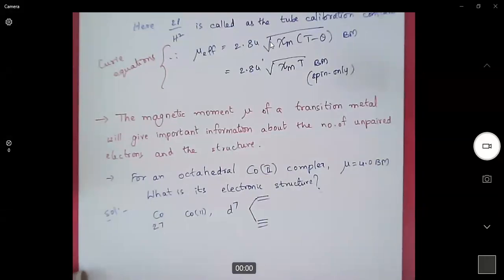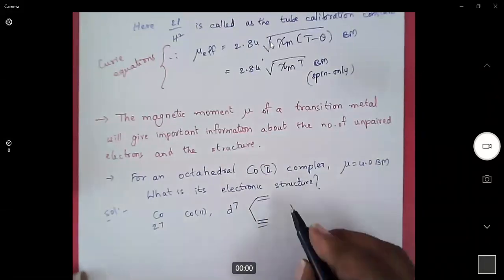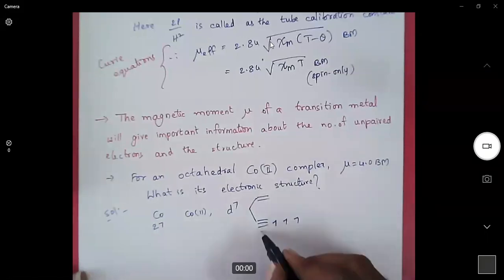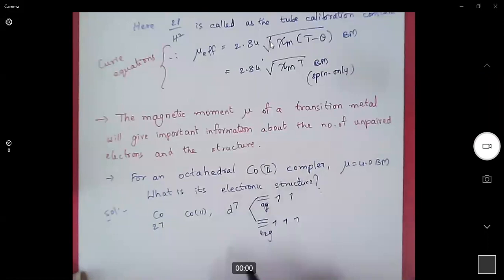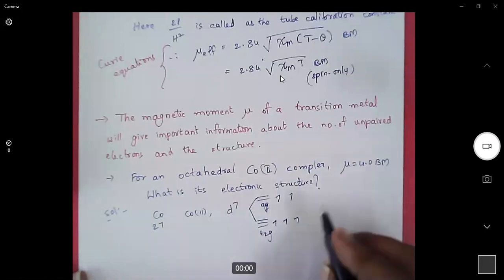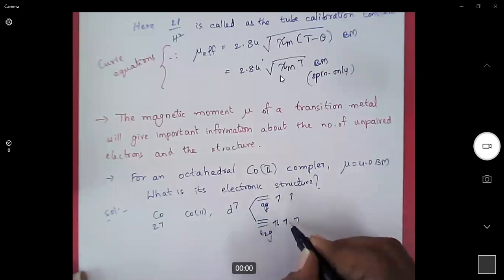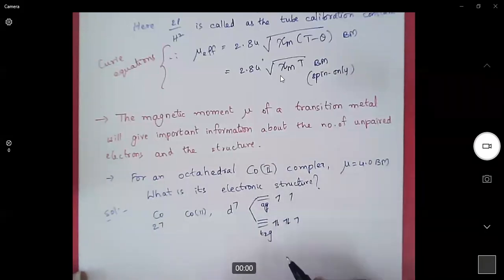Now, when we take it as a high spin complex, out of the 7 electrons, first 3 electrons will enter into t2g, next fourth and fifth electrons will enter into eg. Once everything is half filled, the sixth electron will come and pair here, the seventh electron will come and pair here. So it is a high spin electronic configuration, t2g5 eg2.